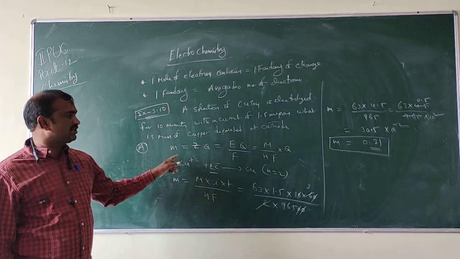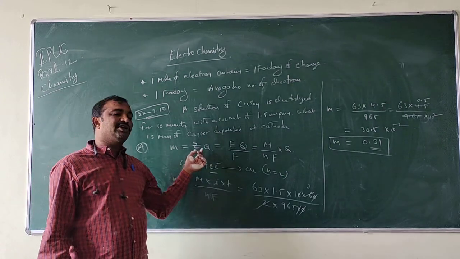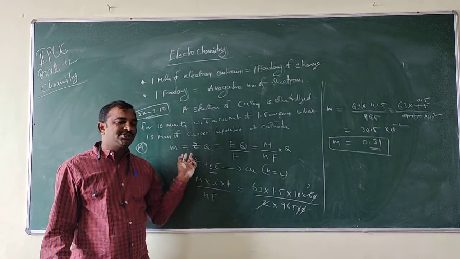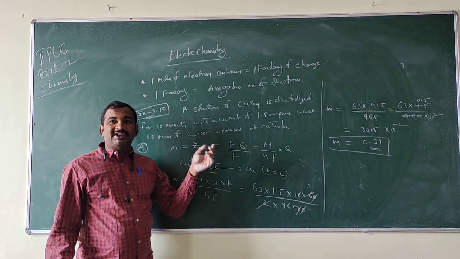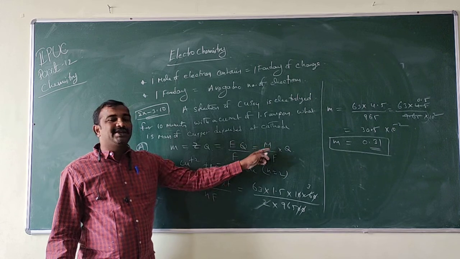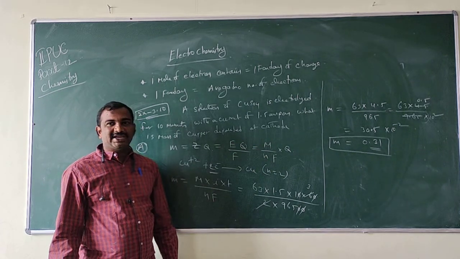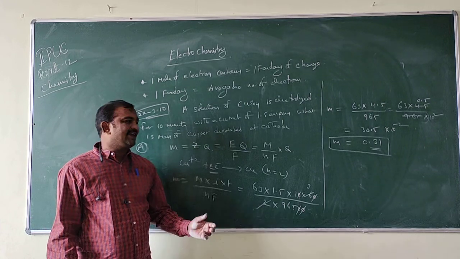So what is the mass deposited? You know the formula: M is directly proportional to Q, so M is equal to Z into Q. What is Z? Electrochemical equivalent, that is equal to E by F. What is E? M by n, atomic weight by n factor. N factor means number of electrons transferred, or valency.